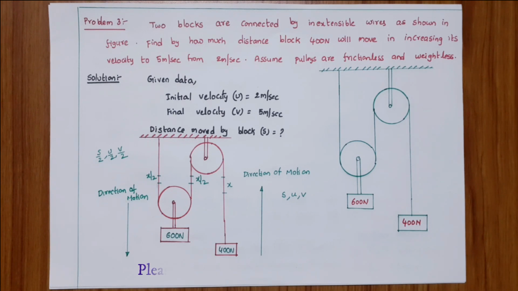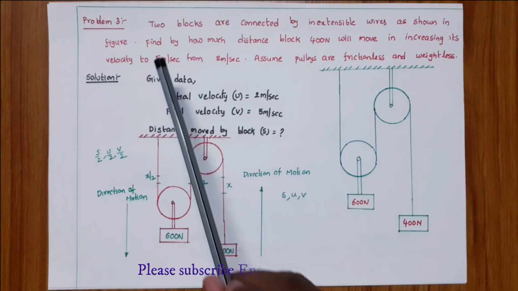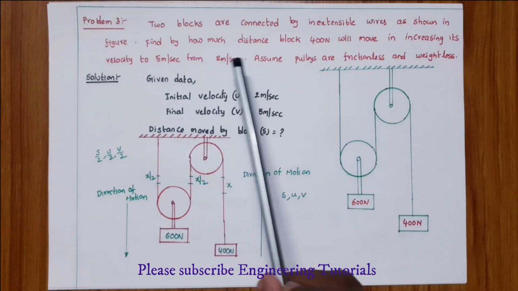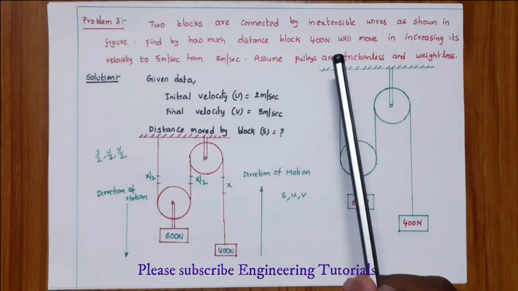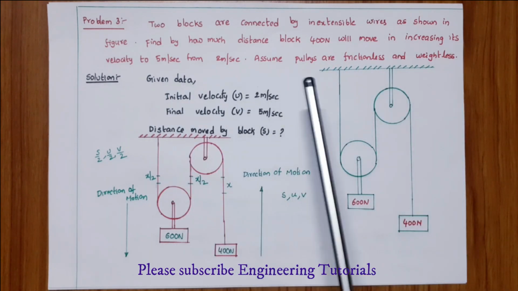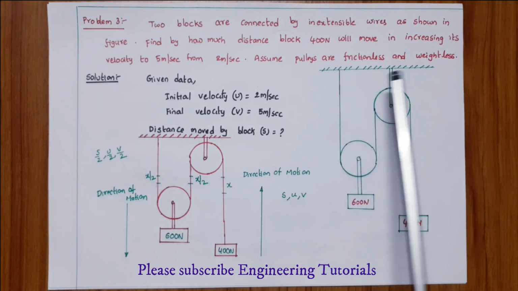Problem on work energy method. Two blocks are connected by inextensible wires as shown in the figure. Find by how much distance the 400 Newton block will move in increasing its velocity from 2 meter per second to 5 meter per second. Assume pulleys are frictionless and weightless.